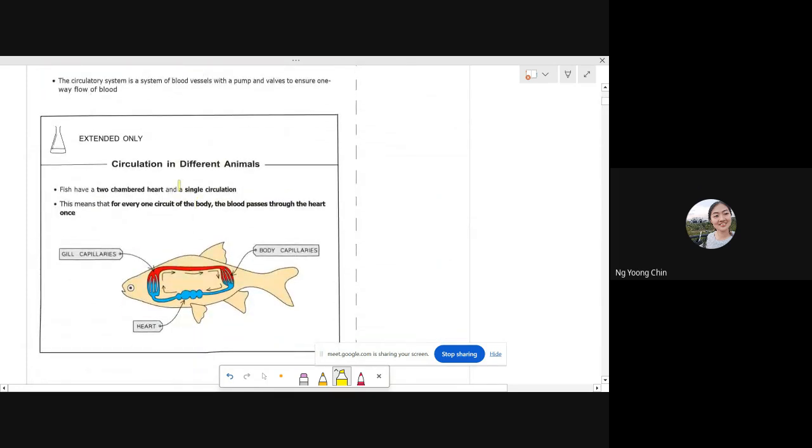Okay, for the fish, they have a 2-chamber heart, just a very simple heart, only two chambers, and single circulation. So what does single circulation mean? That means that for every 1 circuit of the body, the blood passes through the heart only once. See, the blood passes through the heart once. So you can see it in this way.